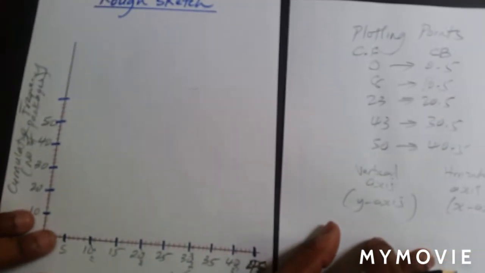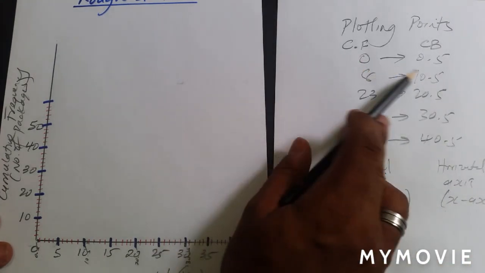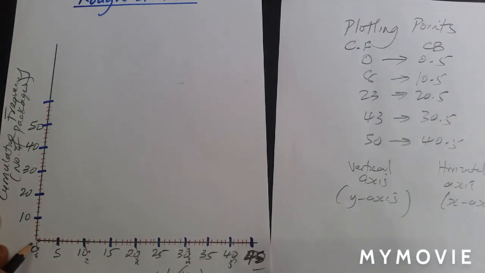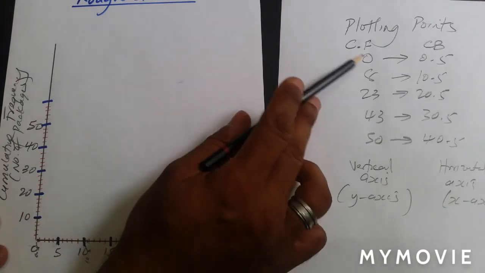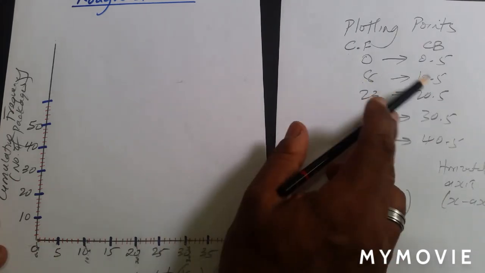So we are to plot 0 with 0.5. So 0, for the cumulative frequency, so remember 0 is the cumulative frequency, so that would be here. So 0 to 0.5, that is right there. So I've located that. The next one is 8 to 10.5.